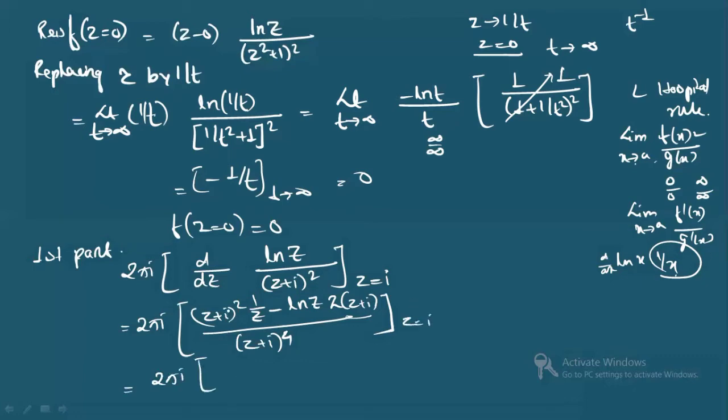Now if you take z plus i common from both of them, here you will get (z plus i) by z, okay, minus, here you will get 2 ln z, and in the denominator you will have (z plus i) whole cube, z is equals to i. Clear? This is just differentiation. Now you see, you got it to be what? 2 pi i. Okay.